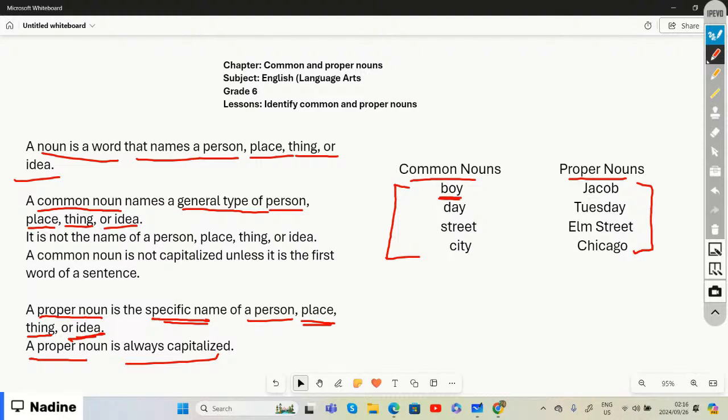So a general type of person can be a boy, right? Like I said, it can be any boy. But if we make mention of one specific boy, then we can say the person's name, which is Jacob. So if you just say boy, or girl, or woman, or grandma, grandpa, then that is a common noun. But if you specifically name them, if you specifically make mention of who it is, a specific boy, a specific girl, and you give me the name, then it must be capitalized. For example, Jacob.